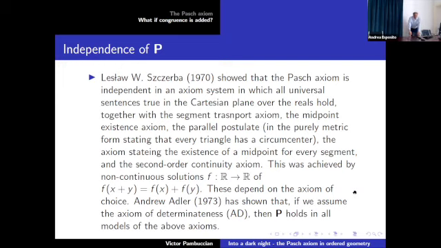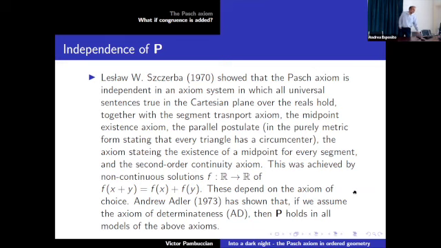And it was achieved by using non-continuous solutions of the Cauchy functional equation. Such non-continuous solutions depend on the axiom of choice. Any such non-continuous solution will also give you a non-measurable set. Adler showed in 1973 that if you assume the axiom of determinateness, then you can no longer get models of independence for the Pasch axiom. The Pasch axiom actually holds in all those.